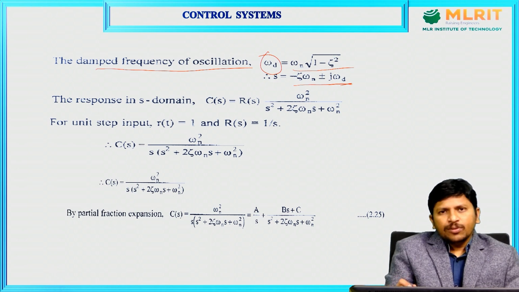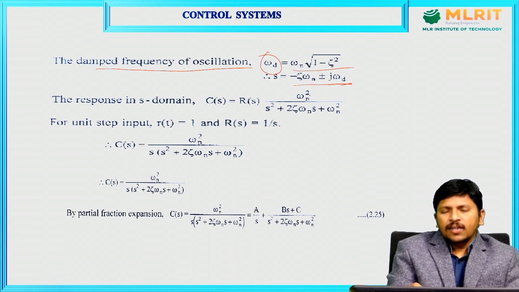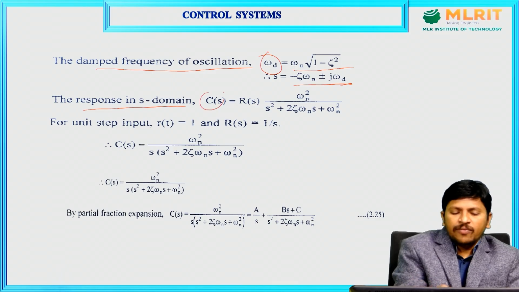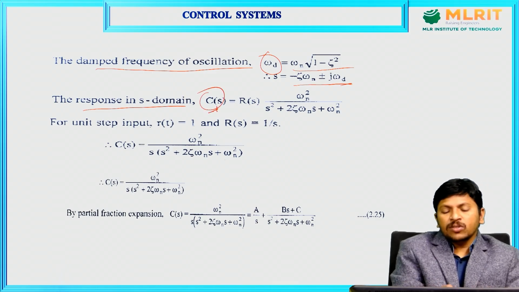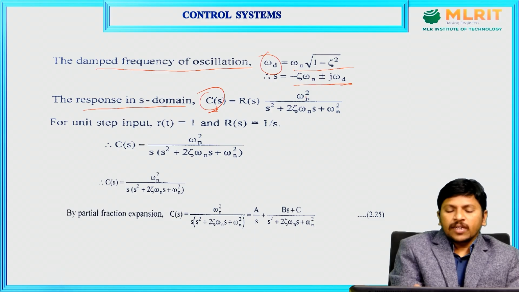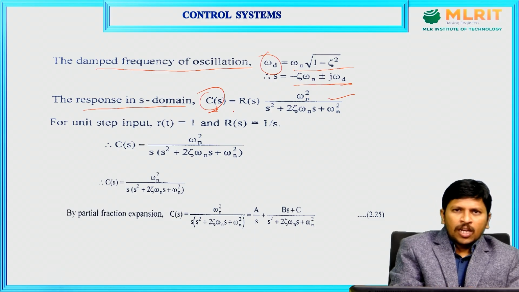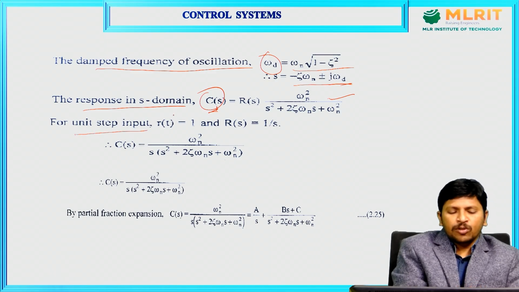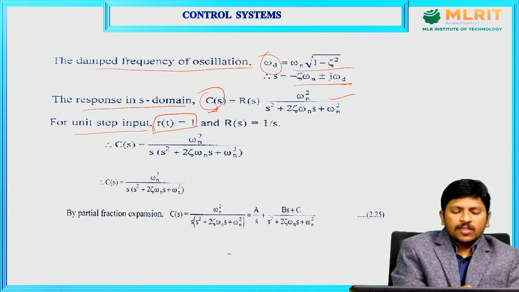Now, the response of the standard form. This is the standard form of the closed loop transfer function. The system response in the s domain is C of s. So C of s equals R of s into the second order system standard form. We know that the input of this system is a unit step, so for a unit step input, r of t equals 1. Apply the Laplace transform to this equation.